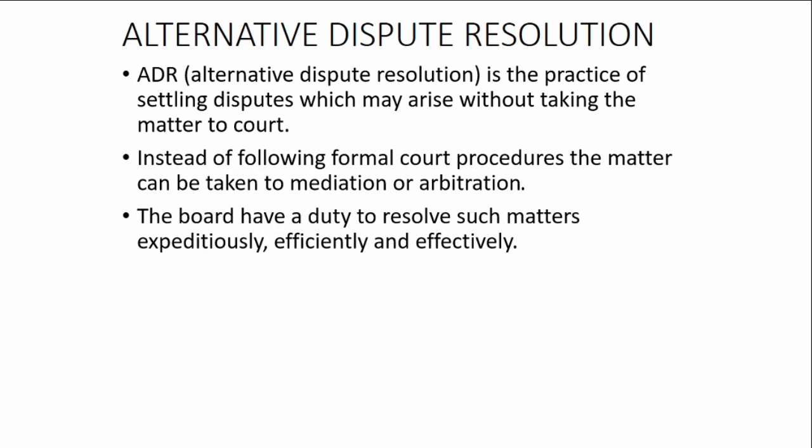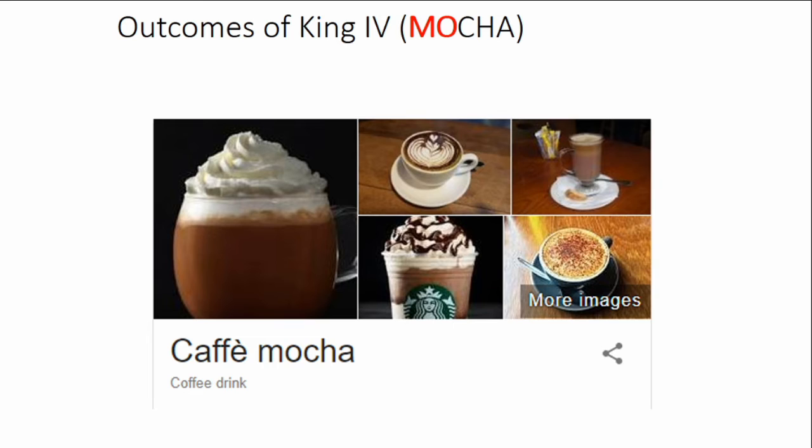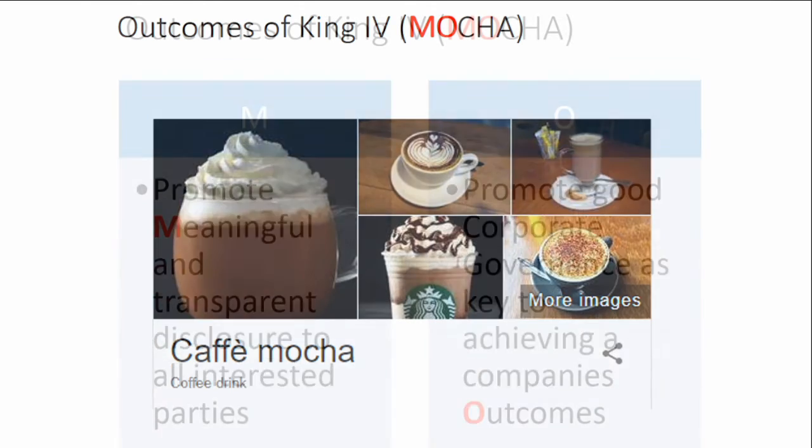Let's move on to the outcomes of King 4. So what does King 4 attempt to achieve in an entity? I have created an acronym to ensure that you remember what the outcomes of King 4 are and that it is easy to remember. Let's look at the acronym. The acronym is MOCHA. MOCHA is a type of coffee. Many of you may know what a cafe mocha is already, but here are some pictures of what you will find when you Google cafe mocha.